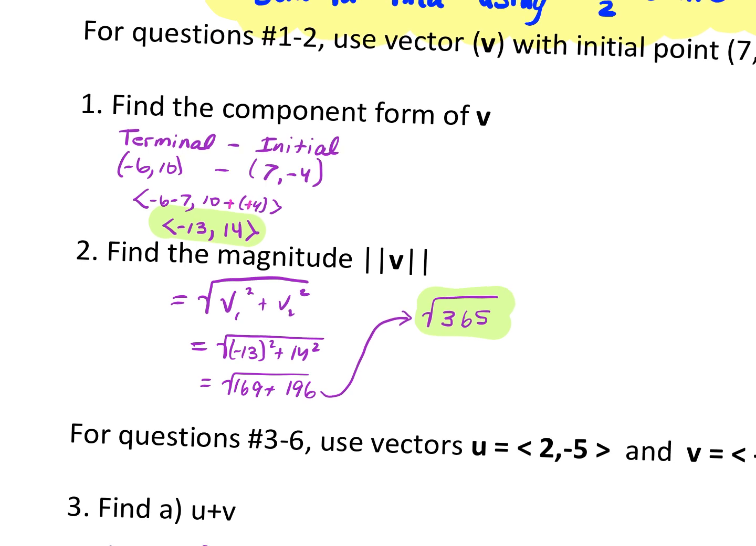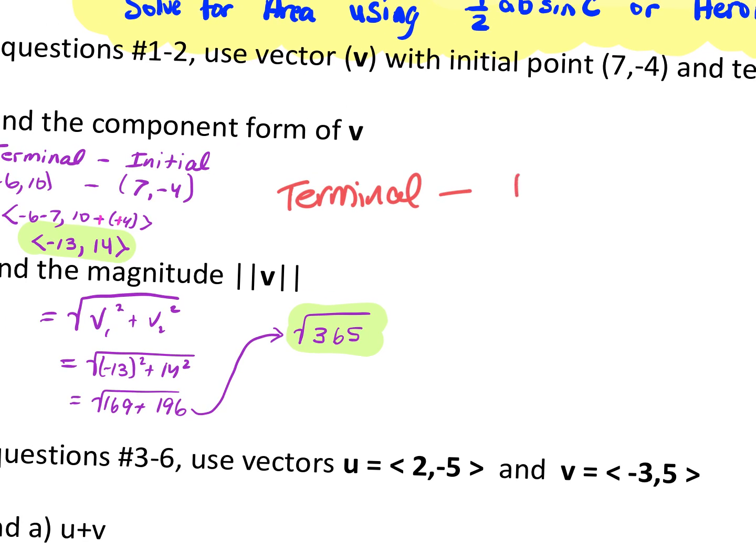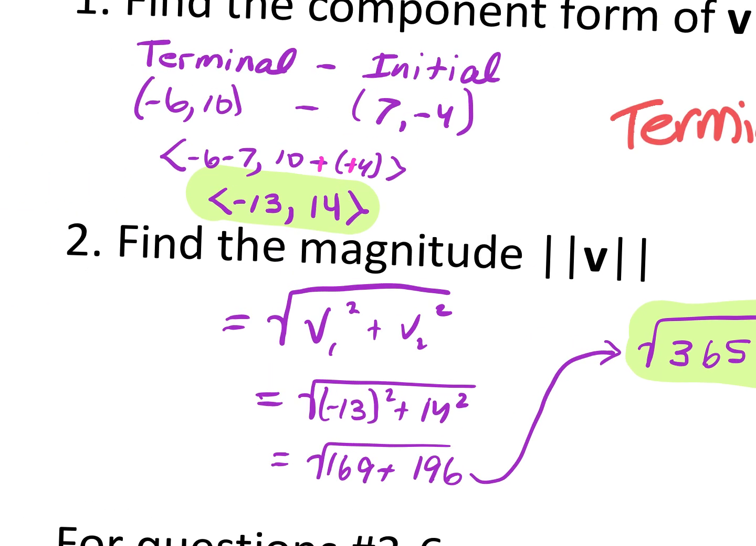If they give you 2 points and it says find the component form of a vector, remember it has to be terminal. What does terminal mean? The end, terminal minus the initial. It has to go in that order. If it doesn't, then your signs are going to be wrong, which is a big deal. It's terminal minus initial. Then you get your vector here.